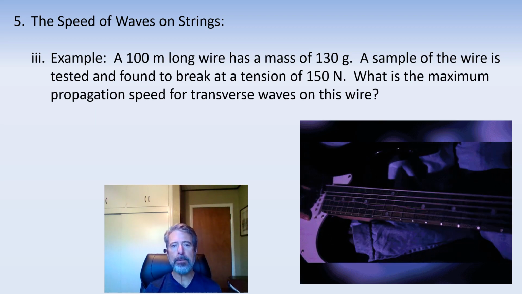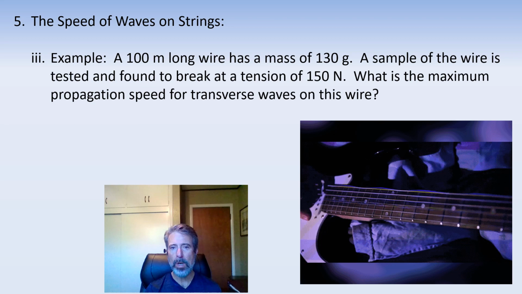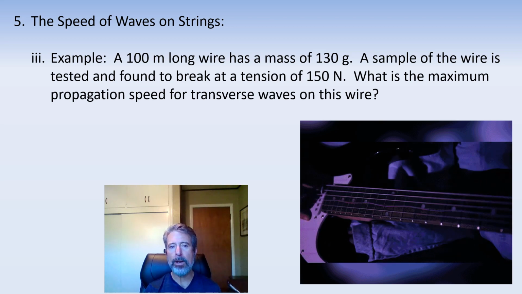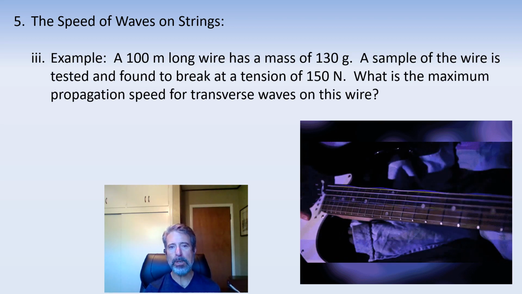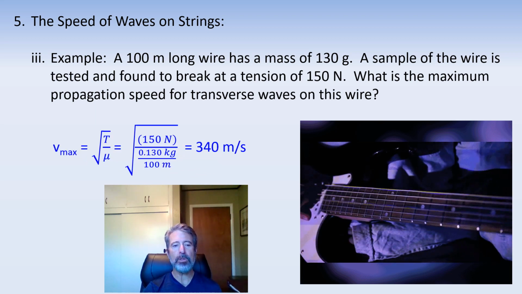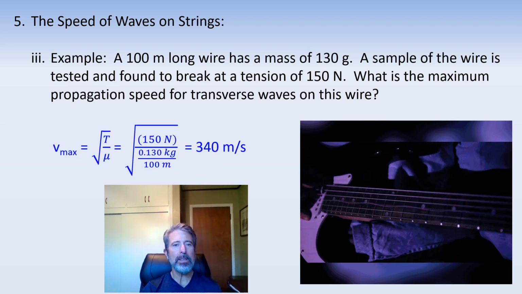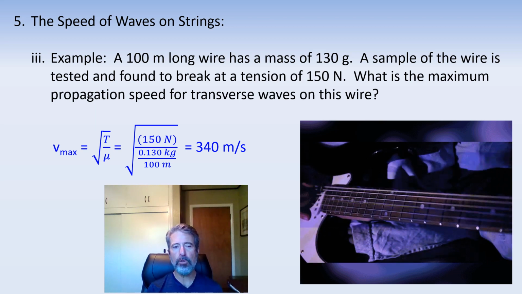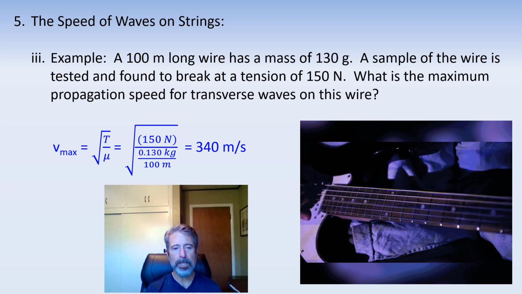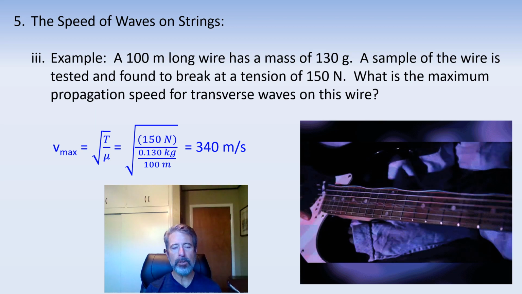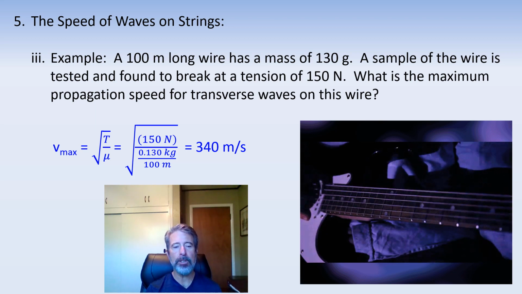Note here that because the wave speed is directly proportional to the square root of tension, the maximum speed of the wave on that wire will occur for the maximum value of tension in the string. So using our equation for the wave speed in a string, the square root of tension over the string density, the mass per unit length, like we said, the maximum speed occurs for the maximum tension of 150 newtons.